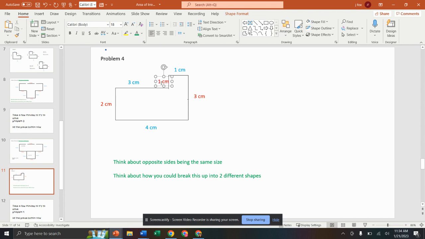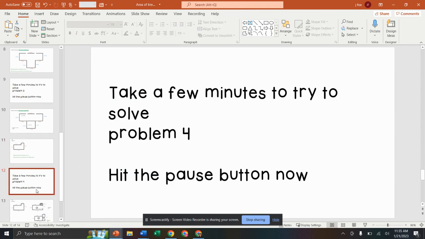All right. So now you're going to be pausing and you're going to try to solve this one. This one's probably the easiest of all of them as far as numbers anyway. Think about how you can break this up into 2 different shapes. And again, there's a couple ways to do it. So let's take a few minutes, see how you do. Okay, so hit the pause button now. And when you're ready to check your answers, unpause it and see how you did.